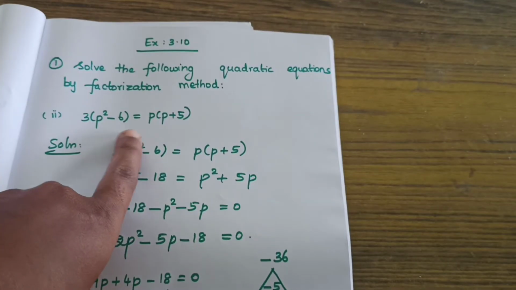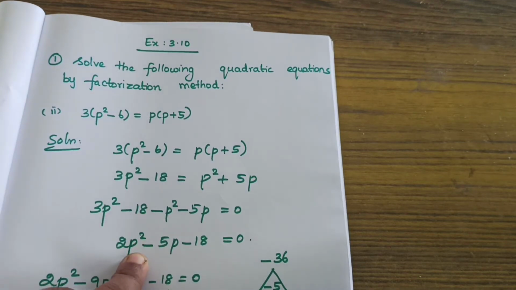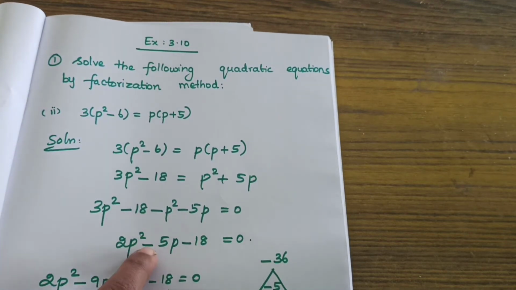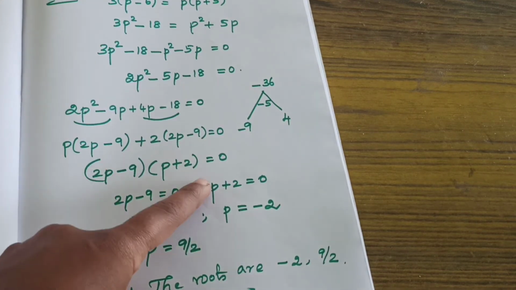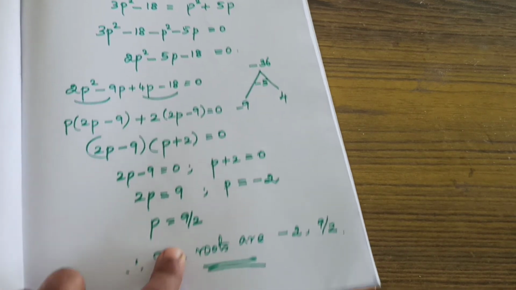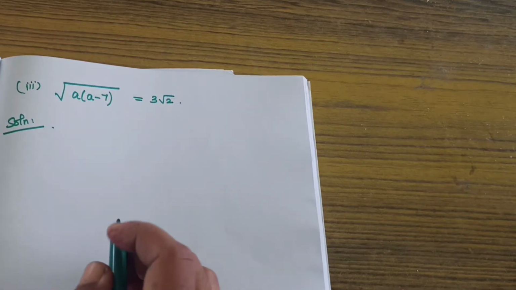This is a very simple thing. First you need to check whether the given equation is in standard form. If it is not in the standard form, we need to convert it to the standard form. After changing into standard form, we need to factorize like this. Then two terms you need to combine and take the common thing outside. Then you will get the answer easily.